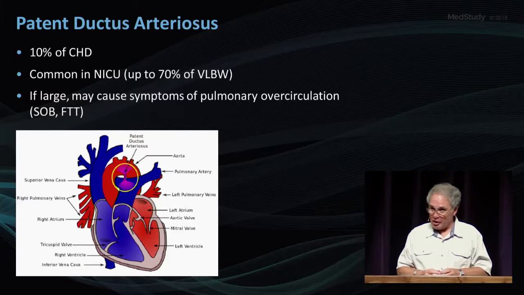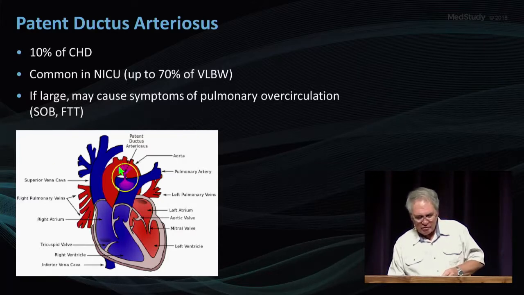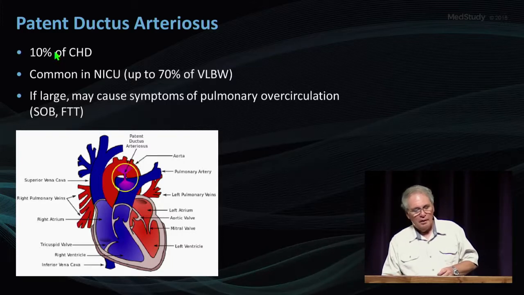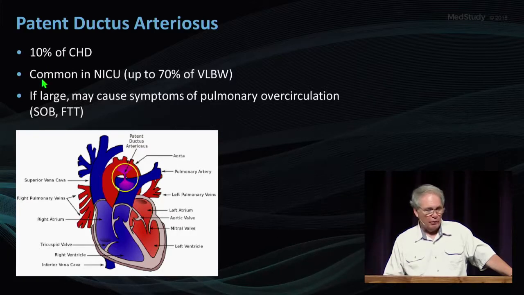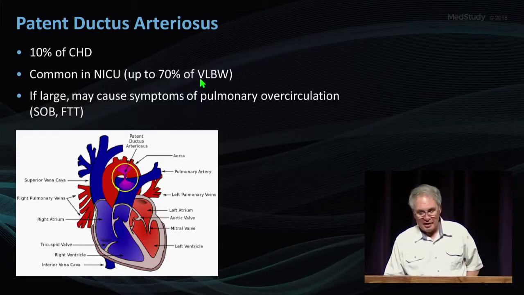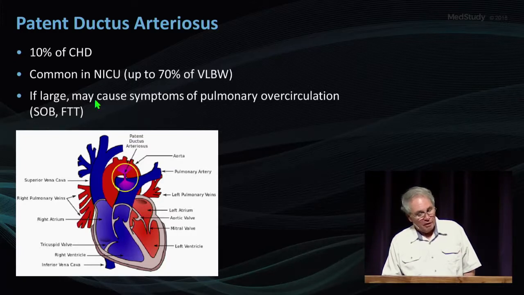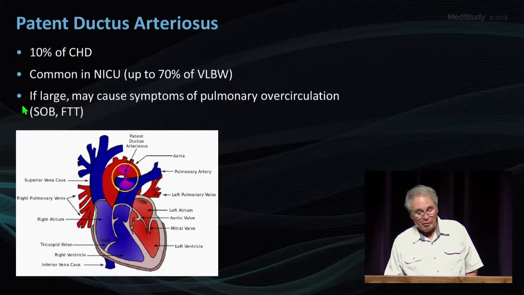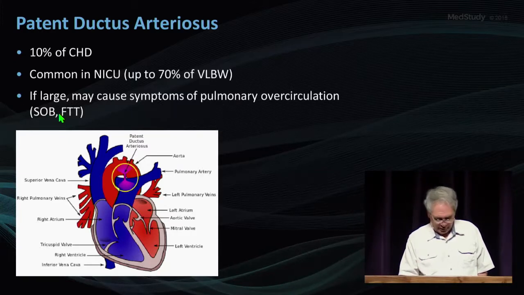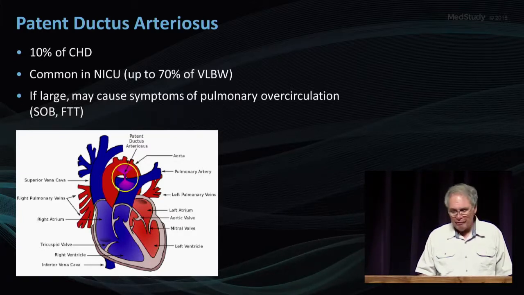Patent ductus arteriosus. It's another left to right shunt. Blood gushes from the aorta to the pulmonary artery, left to right. This accounts for 10% of cases of congenital heart disease. I think you all know that it's very common in the newborn intensive care units. Up to 70% of very low birth weight babies will have a ductus if you examine them for that. And if large, it may cause respiratory distress in a premature baby or symptoms of pulmonary overcirculation, shortness of breath, and failure to thrive in an older infant.